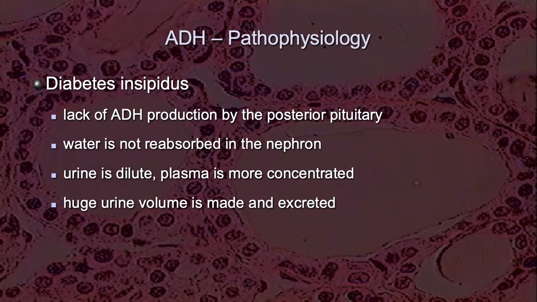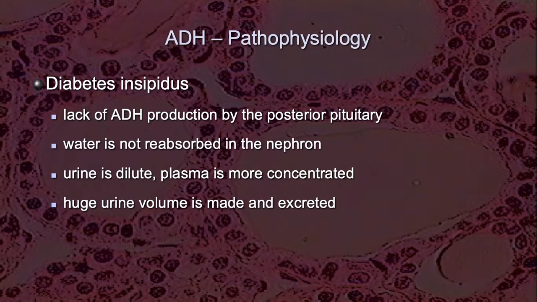In diabetes insipidus, the water gets pulled out, but then there's no ADH there to say put it back in. So all that water that you took out gets peed out. So dehydration is a big issue for diabetes insipidus. Okay? So urine is very dilute, lots of water, and the plasma is more concentrated, so it doesn't have as much water in it, but a lot of protein. Huge urine volume is made and excreted. It's a diuretic, yeah.